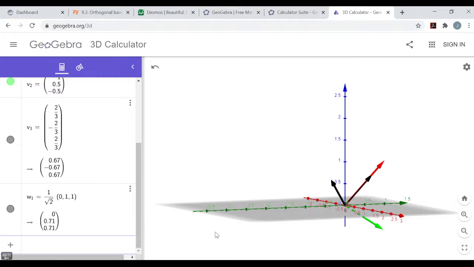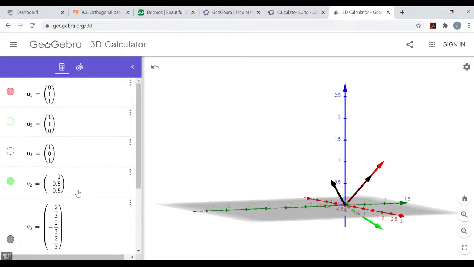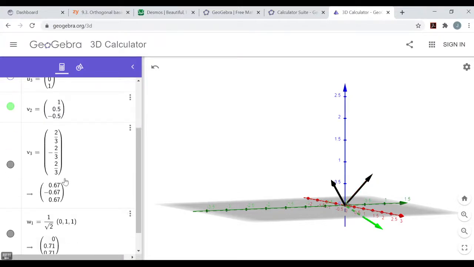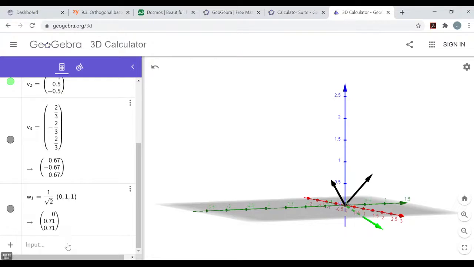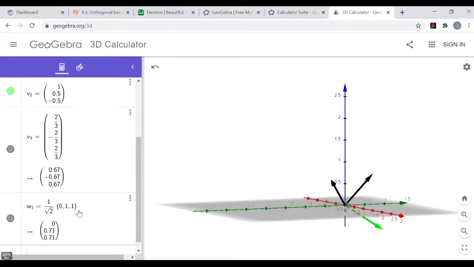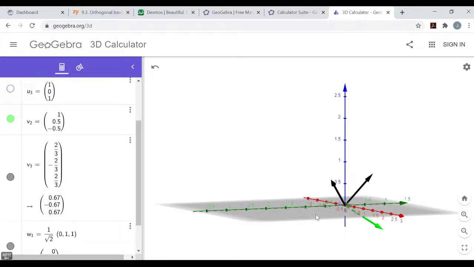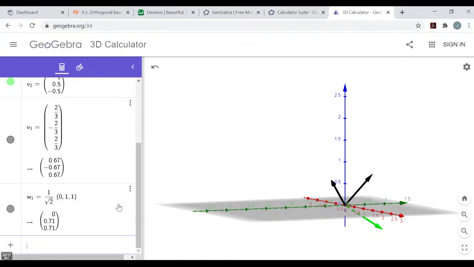Right, and you see that vector, the new red one that just popped up, is in the same direction as the red one, but it's a unit long. All right, so let me get rid of that red one. All right, there. And then W2 should point in the same direction as V2, the green one, but just be a unit long.